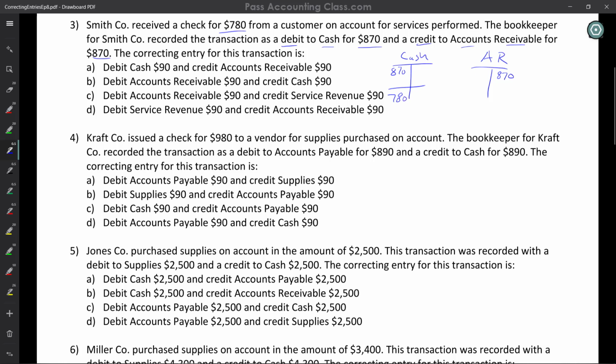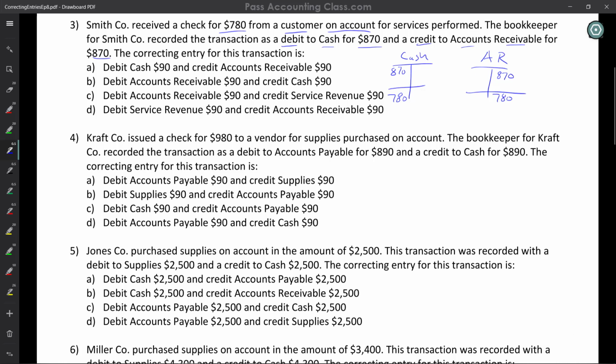Next, I know that it's from a customer and then it's on account, so that's going to affect our accounts receivable account. We decrease the balance of accounts receivable, which is an asset account, by crediting it. So my ending balance for accounts receivable in this transaction should be $780, and that's a credit.